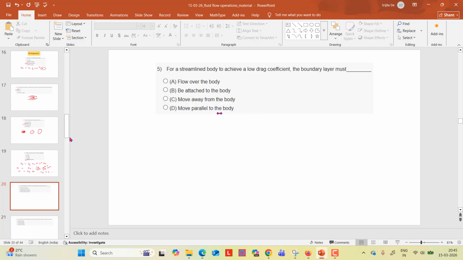Next. For a streamlined body to achieve a low drag coefficient, the boundary layer must flow over the body, be attached to the body, move away from the body, or move parallel to the body. So we have seen that a streamlined body is like this, right? So for a low drag coefficient, the boundary layer must be attached to the body as long as possible, okay? Because this will lead to reduced pressure drag.